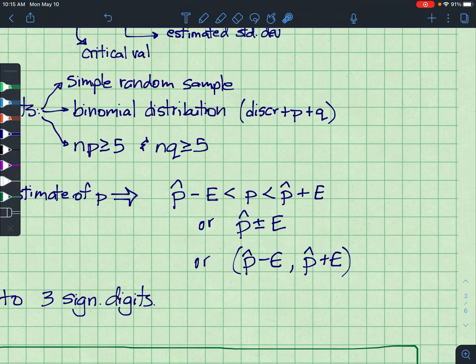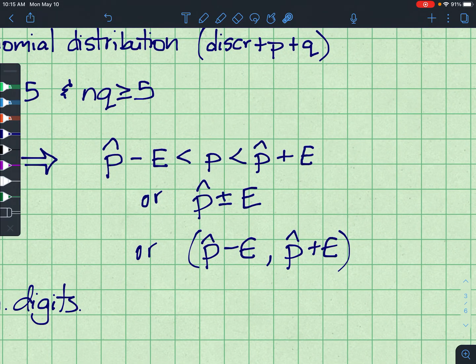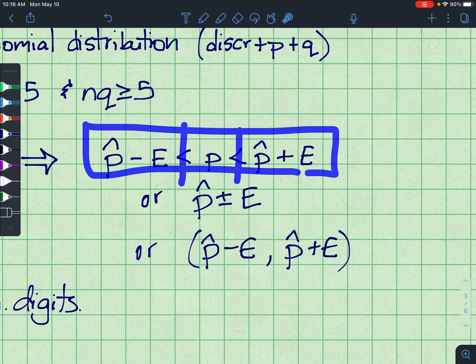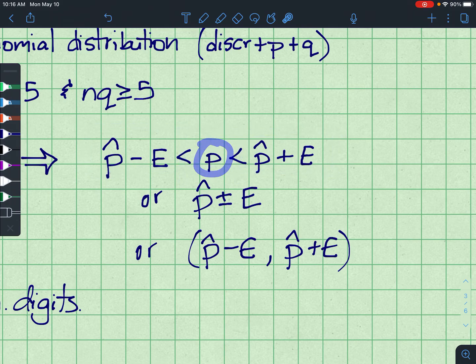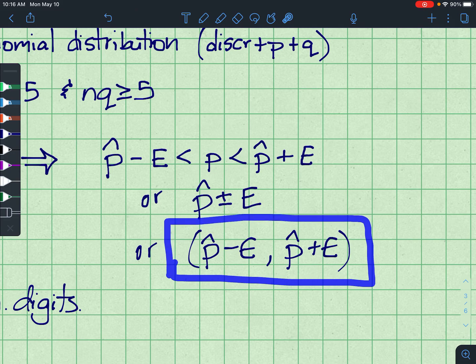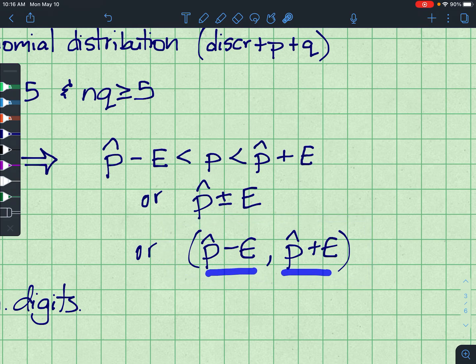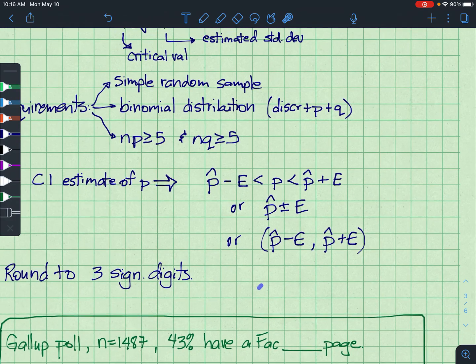Now, when you write out your confidence interval, there's several ways to write it. Method numero uno: write it out as what we call a compound inequality. Notice p is in the middle, and here I have p hat minus E, p hat plus E. Or you can use the affectionately known plus-minus symbol. Or in calculus and beyond, we use something called interval notation. It looks a little bit like a point with a comma in between, but it just means the interval from here to here. So it's very much related to that. Keep in mind you want to round to 3 significant digits.